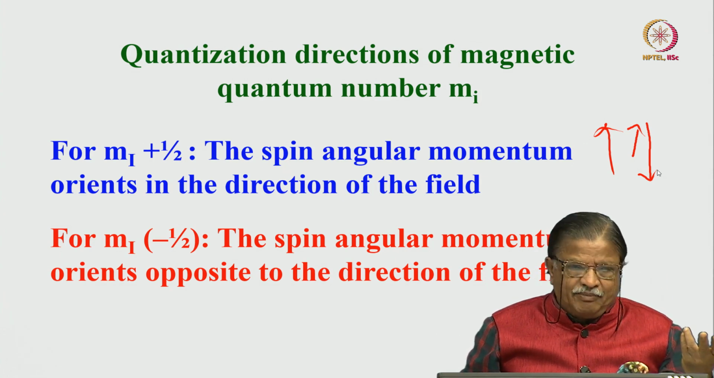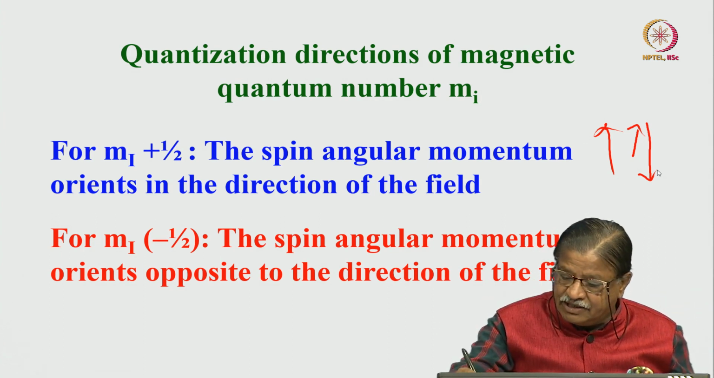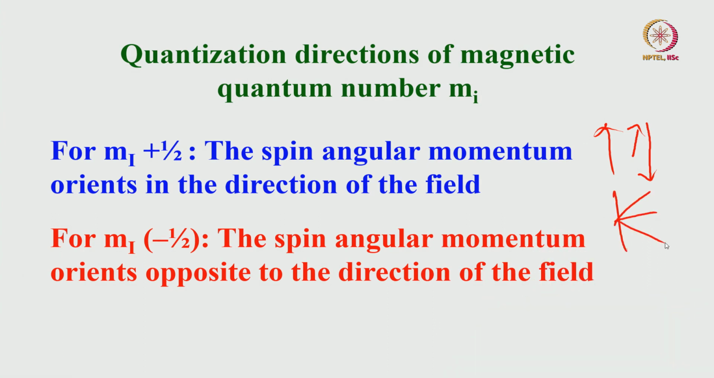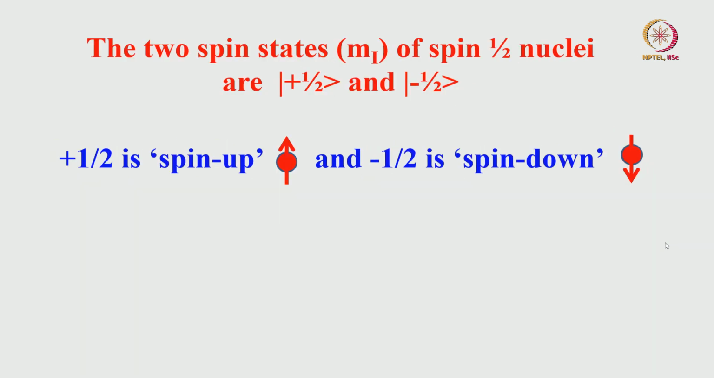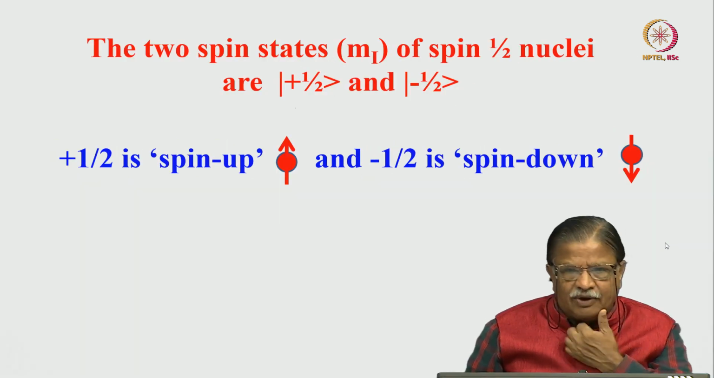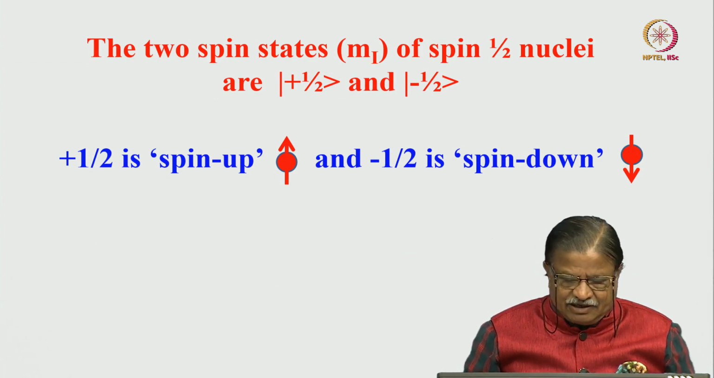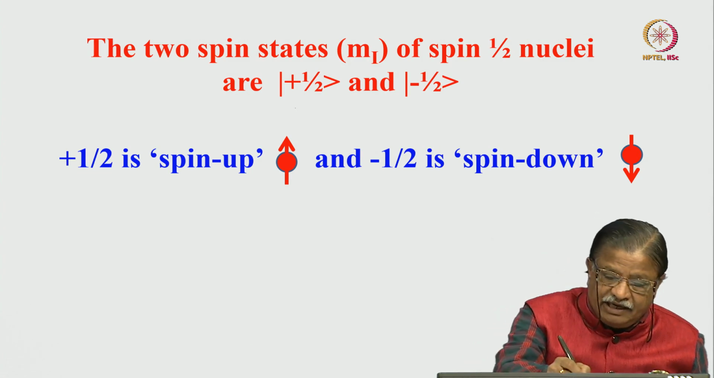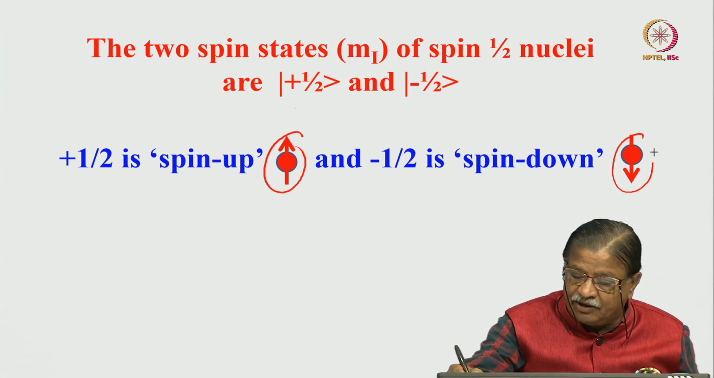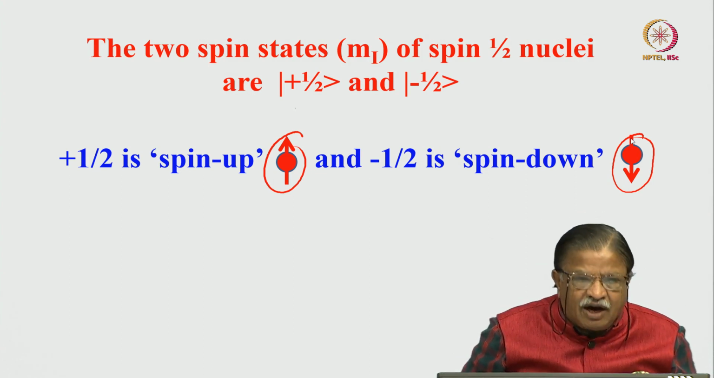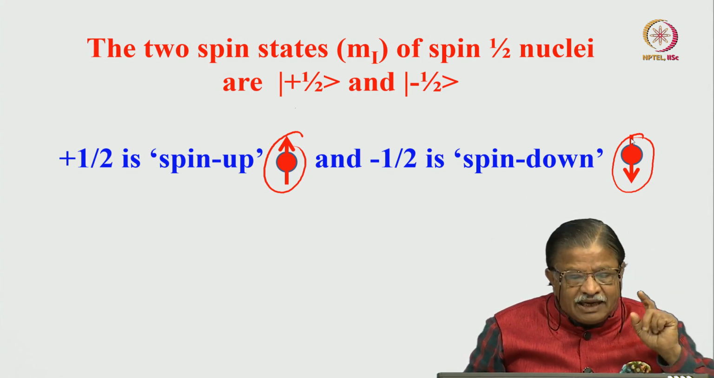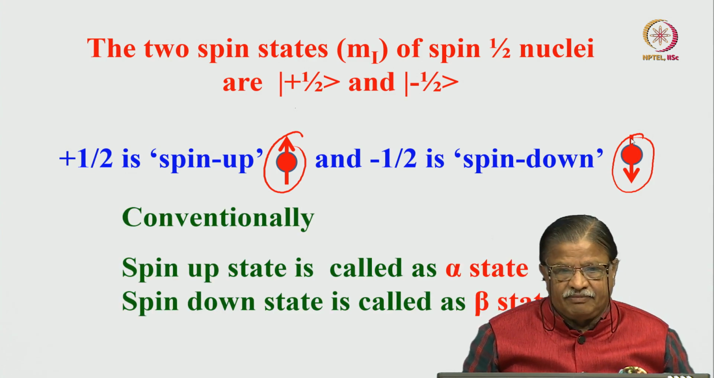For I equal to 1, we have 3 orientations. Then we have 1 like this, 1 like this, 1 like this. There are 3 possible orientations. So like this, we can work out the quantization directions for any magnetic quantum number. And for spin half, as I said, there are only 2 orientations. One is called plus half, other is called minus half. In NMR jargon, we call it spin up state and spin down state. Plus half is the spin up state and minus half is the spin down state.